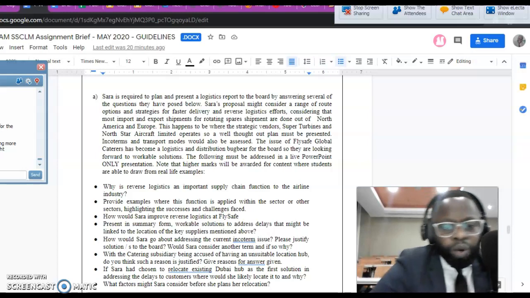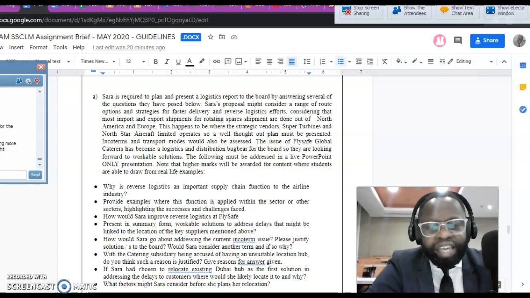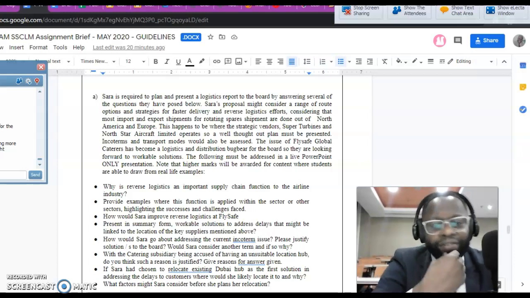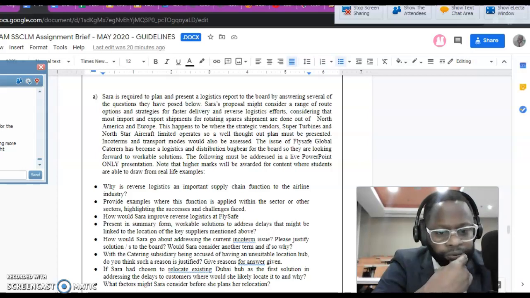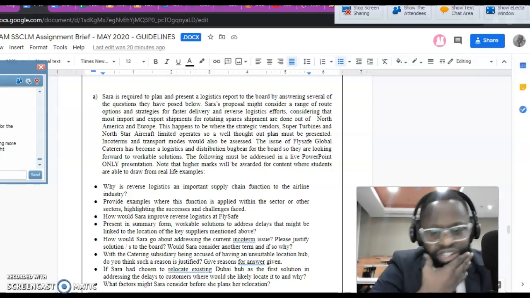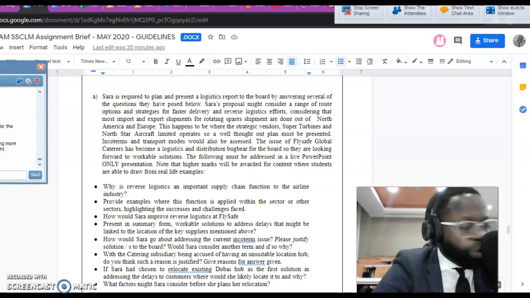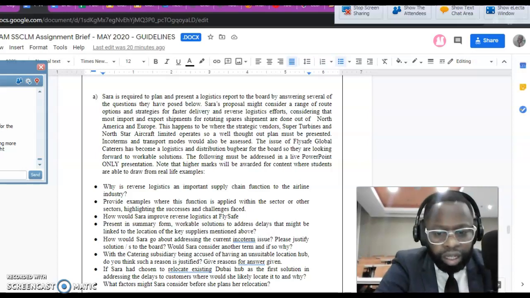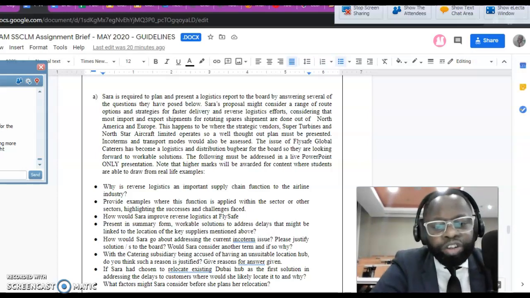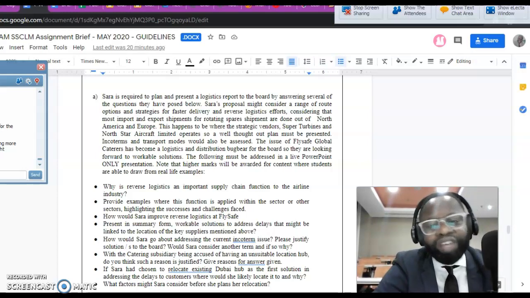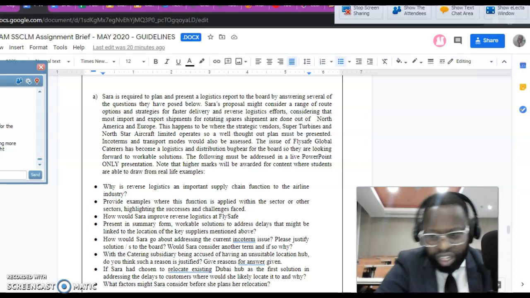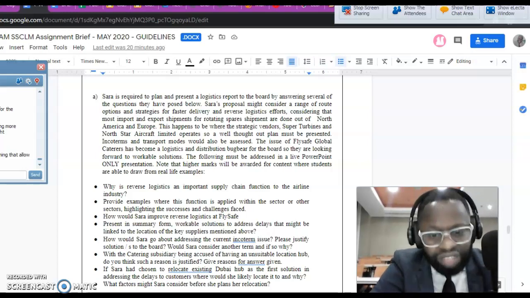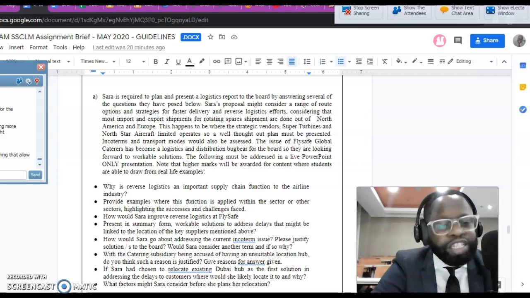The other point: with the catering subsidiary being accused of having an unsuitable location hub, do you think such a reason is justified? Do you think the location hub is the problem? The catering subsidiary is being accused of having an unsuitable location hub. So do you all think such a reason is justified? Give reasons for your answer.